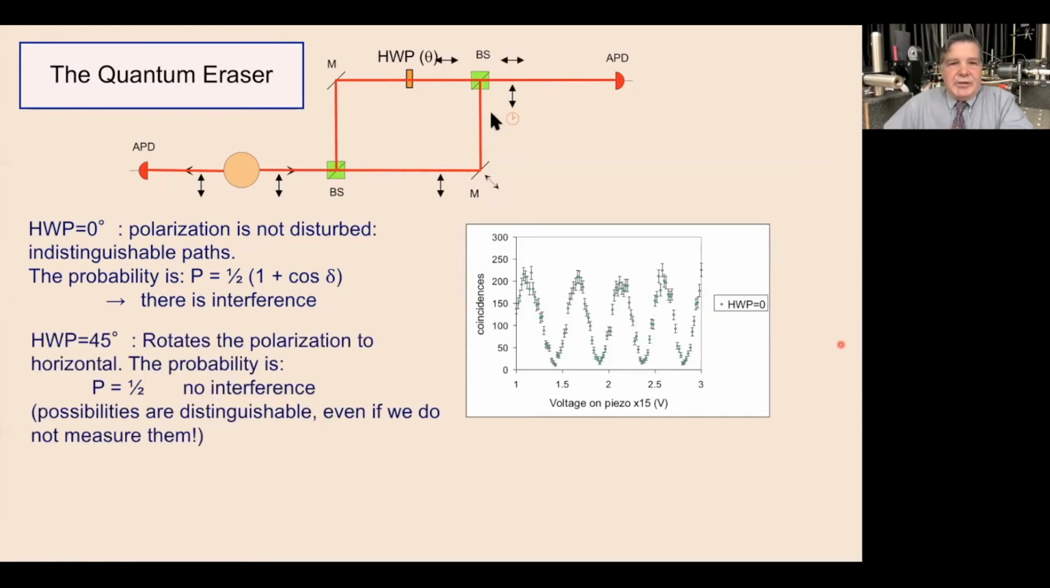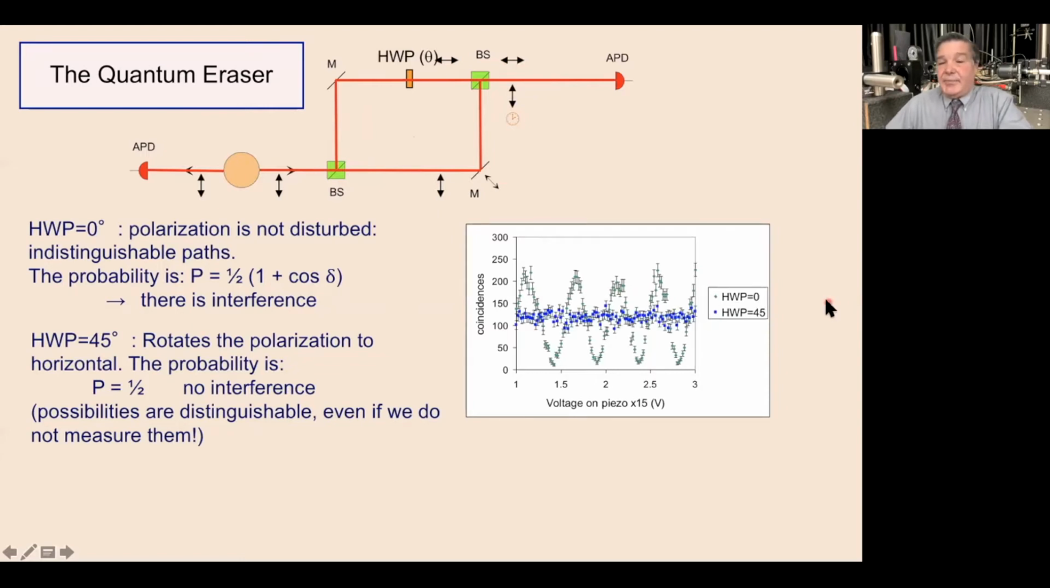But now look at what we're going to do. We rotate this half-wave plate so that after the half-wave plate, the polarization is horizontal. Then the paths are distinguishable by the polarization of the light. You can say that the paths are labeled now, because going through here we're vertically polarized, but going through here we're horizontally polarized. So then there should be no interference. We say that the paths are distinguishable, and there you see the data.